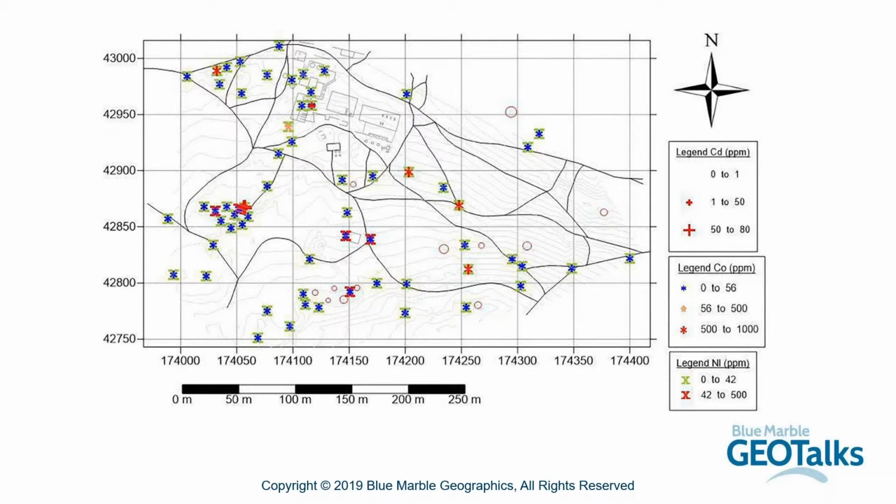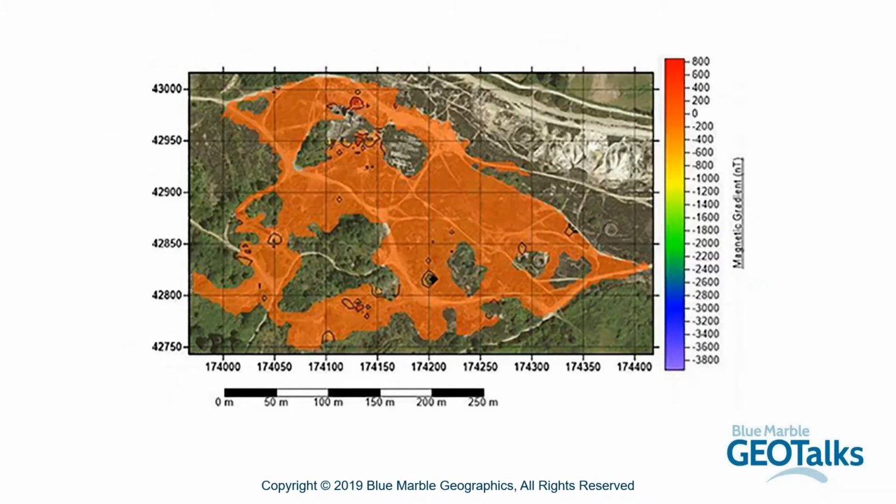Wow, that's outstanding. All right. And how about this last one here? Tell us about this last image. So that's magnetic data. It's used a magnetic radiometer. And it's just picking up variations in the magnetic.